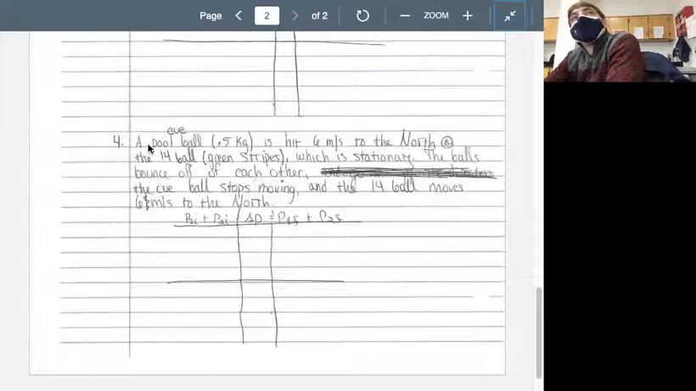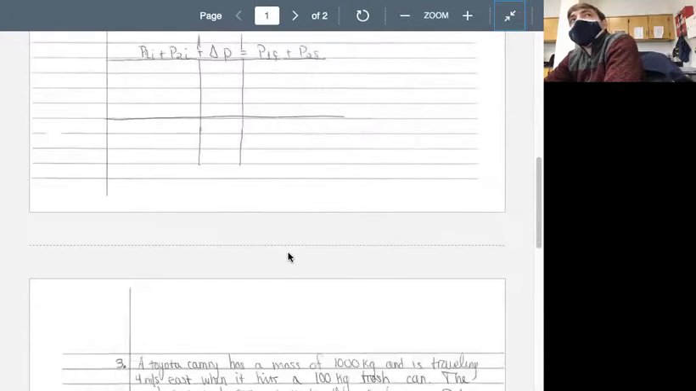And then 4, a pool cue ball weighing half a kilogram is hit 6 meters per second to the north at the 14 ball, which is stationary. It has the same mass. The balls bounce off of each other, the cue ball stops moving, and the 14 ball begins to move 6 meters per second to the north. Give me a bar chart for that.